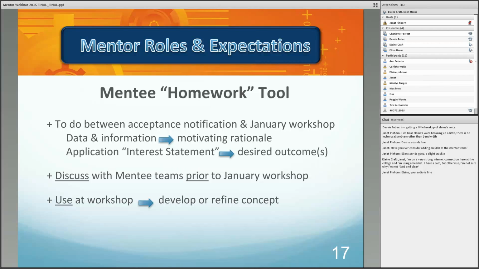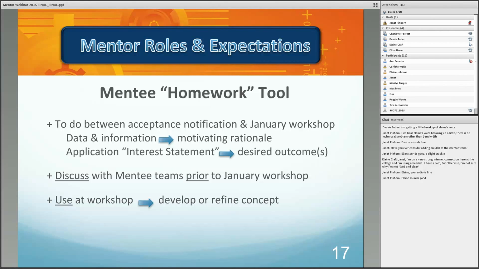Sorry about that. Again this year, we will be sending out a homework assignment to cohort members in preparation for the January workshop. While some colleges included data about job demand in the interest statement part of their MentorConnect application, the information tended to reflect national rather than local data and included no data about the programs being targeted for their project idea. MentorConnect homework questions are designed to stimulate teams to investigate and fully understand their local or regional industry needs, as well as their own program history and challenges.